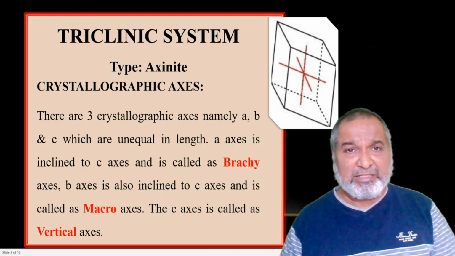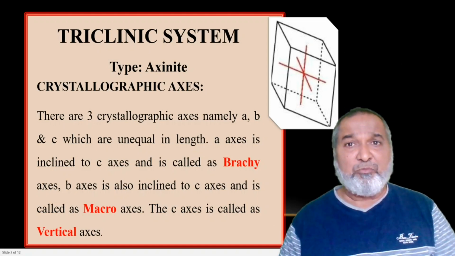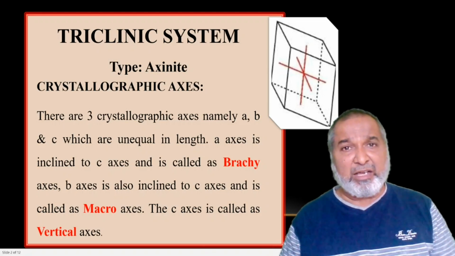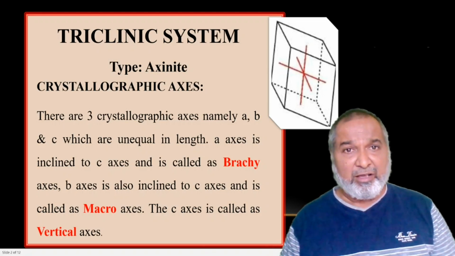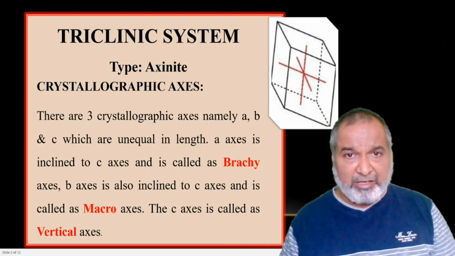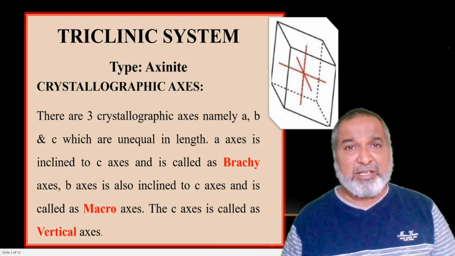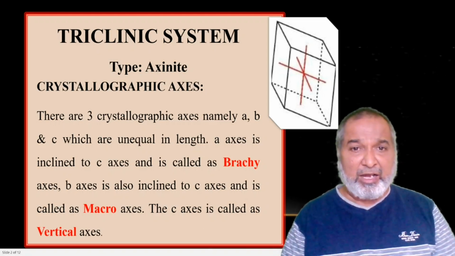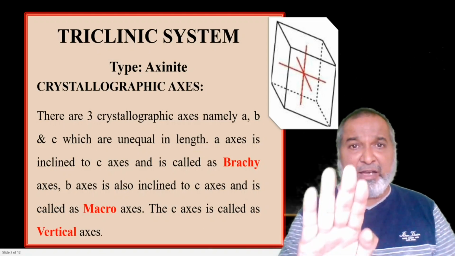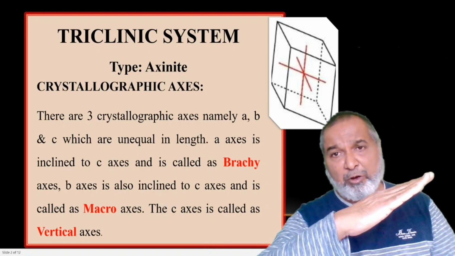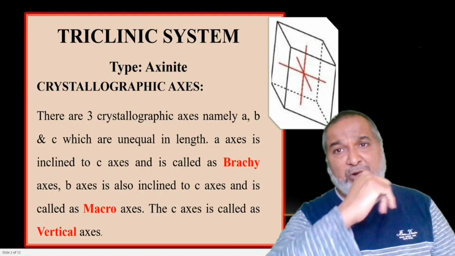In the monoclinic system, only the A axis is inclined, running from front to back in the upward direction. But in the case of triclinic, none of the axes will be perpendicular. All three axes are unequal. That is the first very important point. The second important point is A and B are both inclined, A running from front to back in the upward direction. Similarly, B is running from right to left in the upward direction.